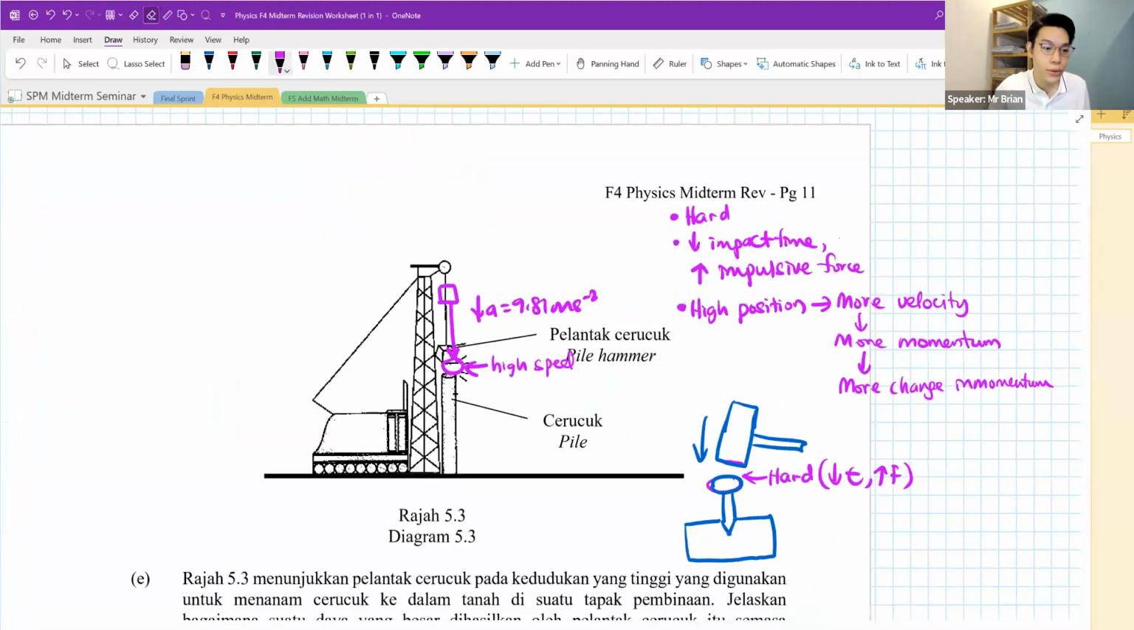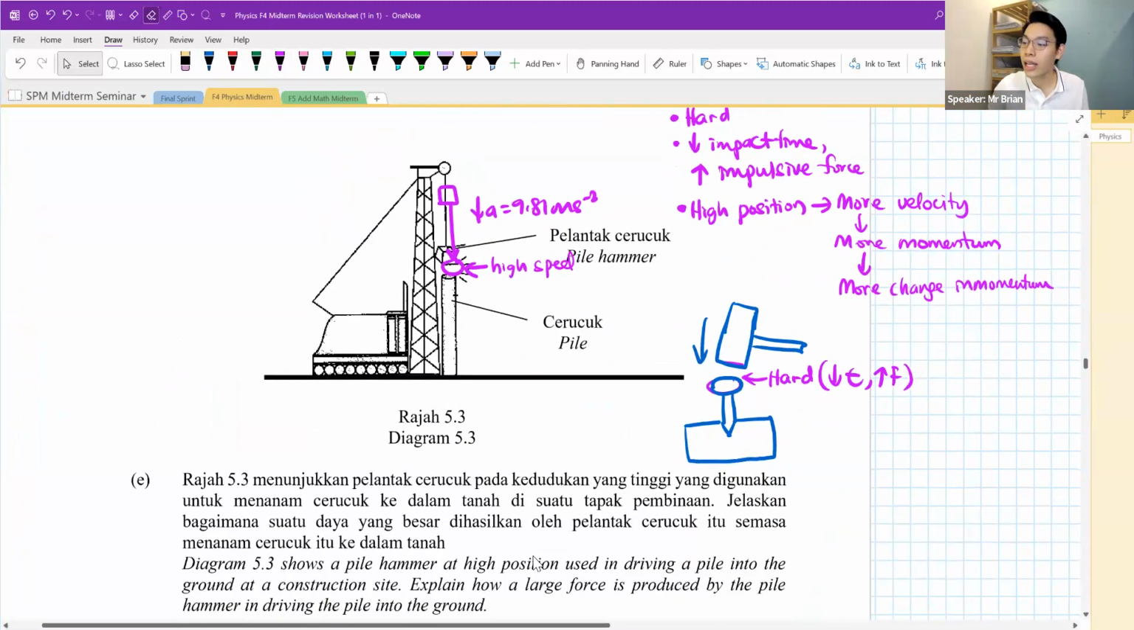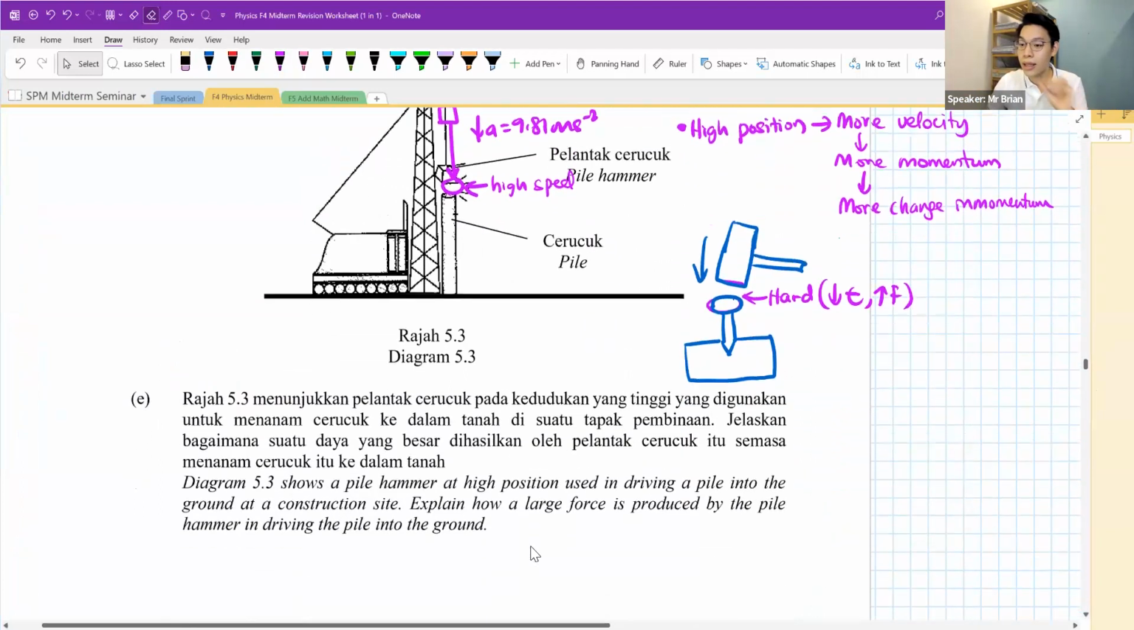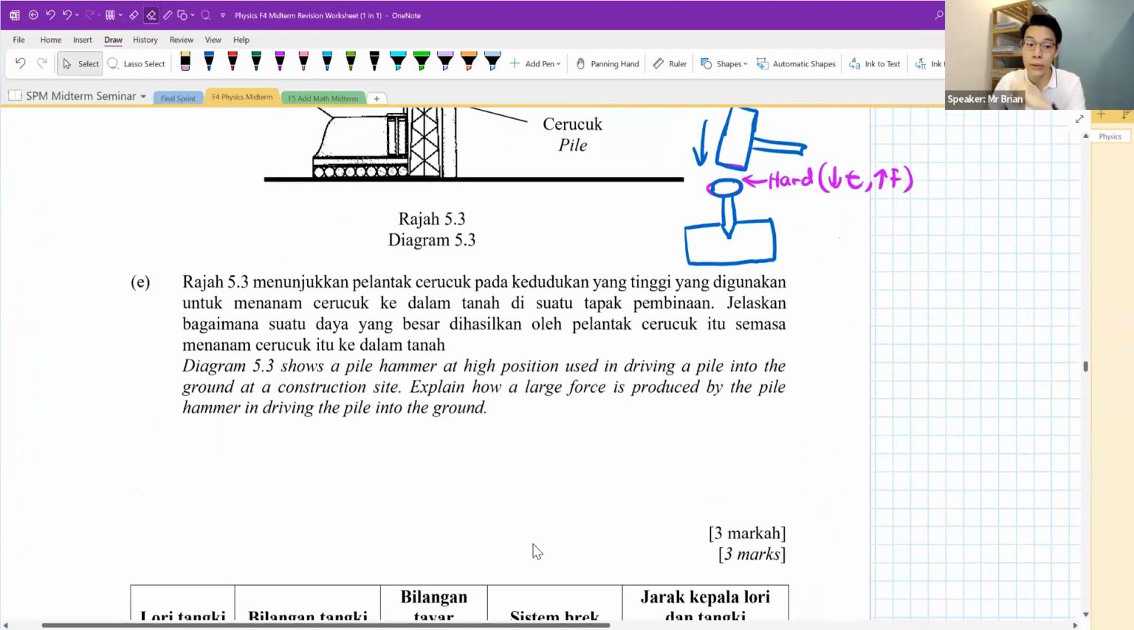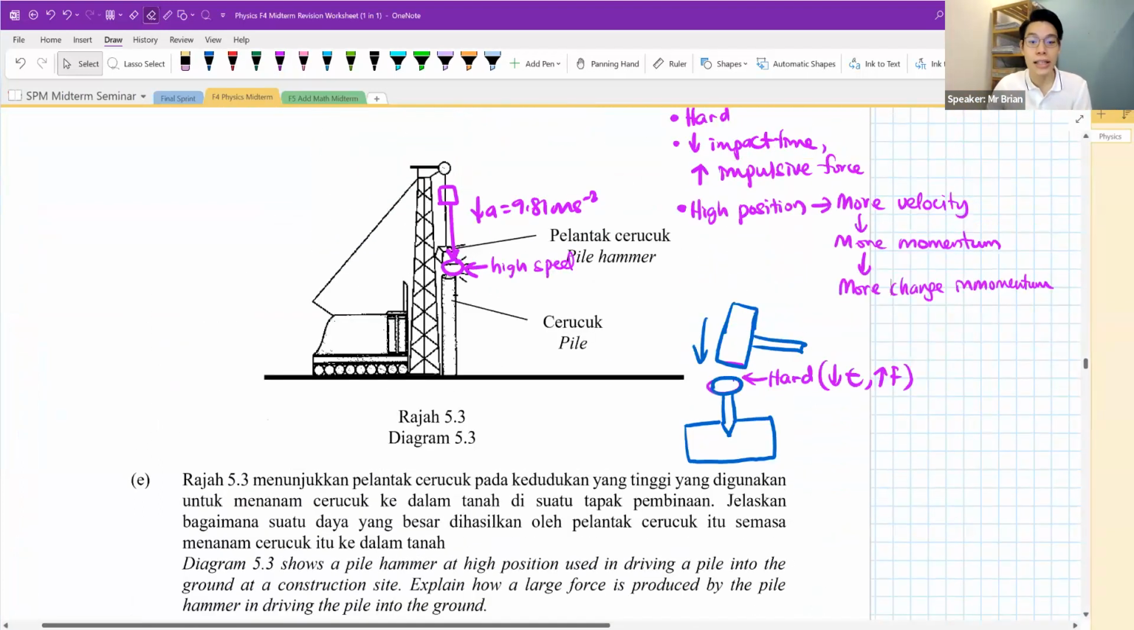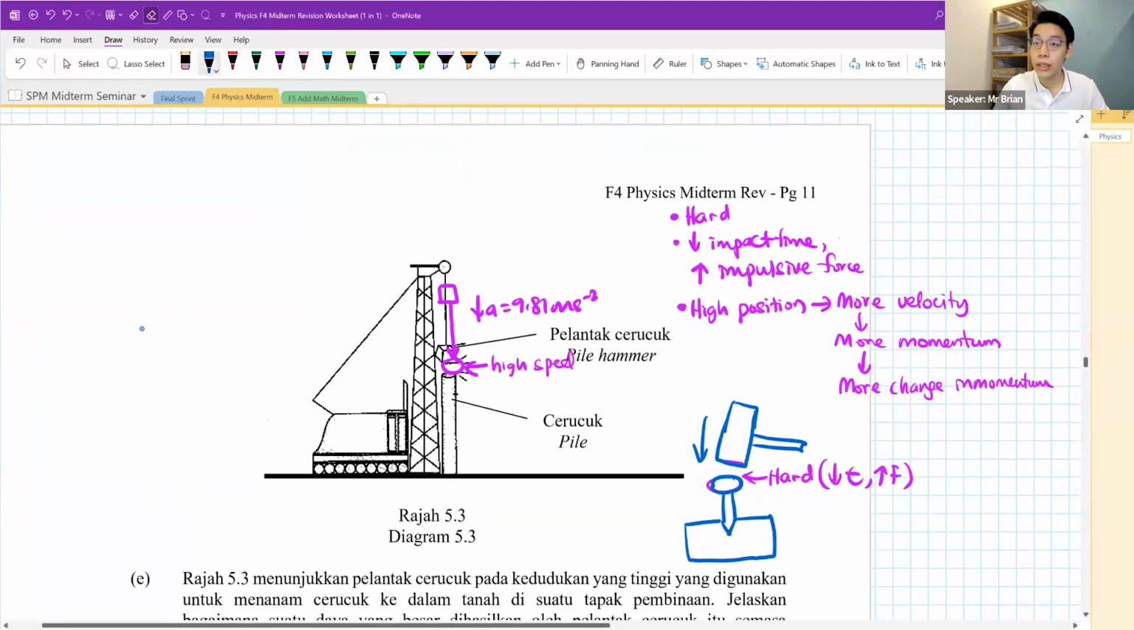Right, so they ask you to explain how a large force is produced by the power hammer in driving the pile into the ground. Let's explain a little bit. I think I will just write here. So I'll say something like this.